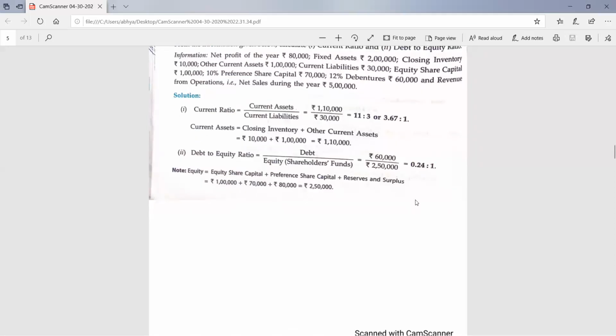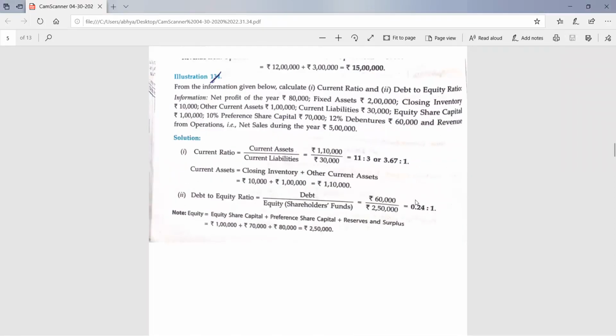Now debt equity ratio, debt upon equity. Equity is given here, equity share capital plus preference share capital. That's it. Equity share capital, preference share capital, and net profit is also given. Net profit means reserve and surplus. So that will be added too. So it's 2,50,000.